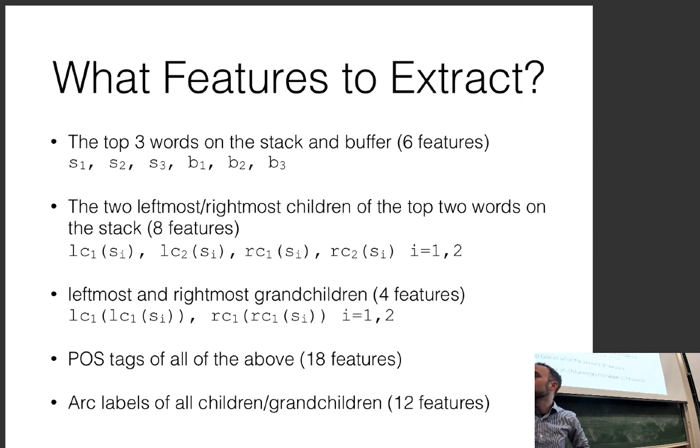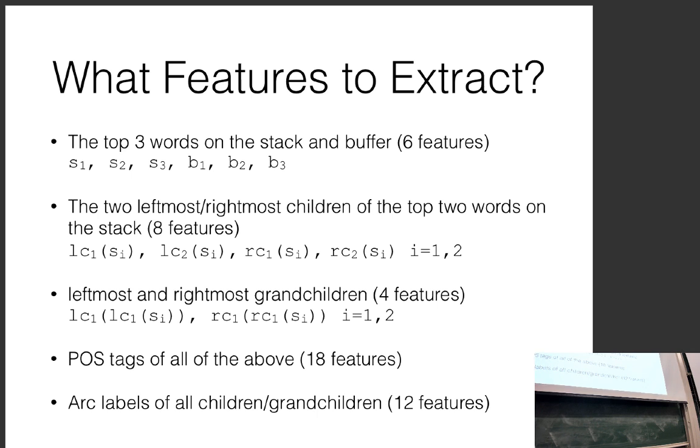So what type of children and grandchildren are we talking about? Are these constituency parsing? Oh, for constituency parsing, you need a different feature set. This is specifically for dependency parsing. So these are dependency parsing children. Yes, exactly. So during test time, how do we know what are the children and grandchildren?